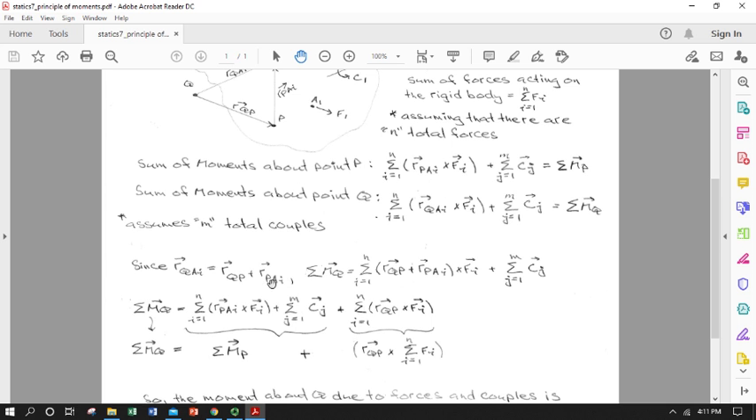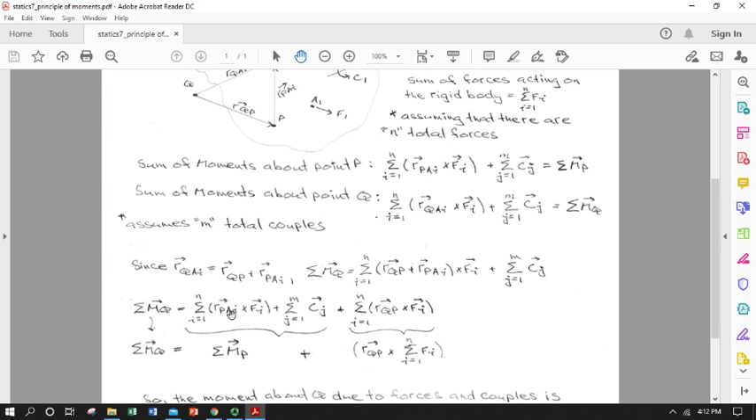So when I do this substitution, distribute the cross product and do a little rearranging, I find that the sum of the moments of all of those forces about Q and all the applied moments, the couples about point Q, is the same as the sum of the moments about point P, plus this extra term. What's in this extra term?